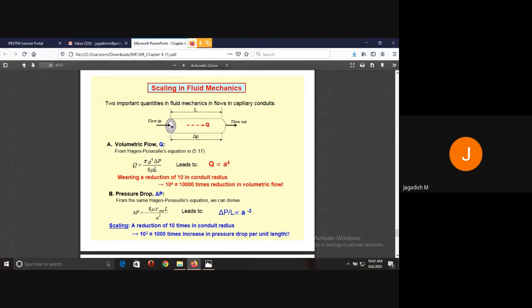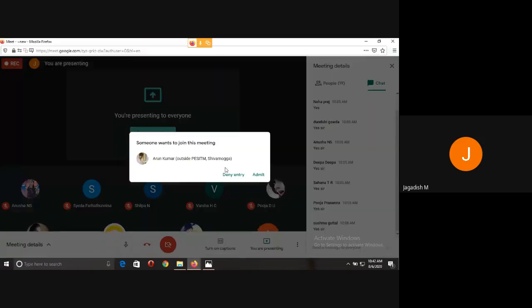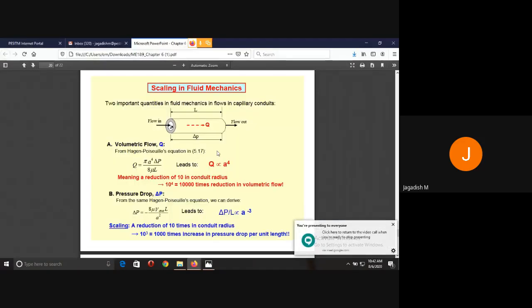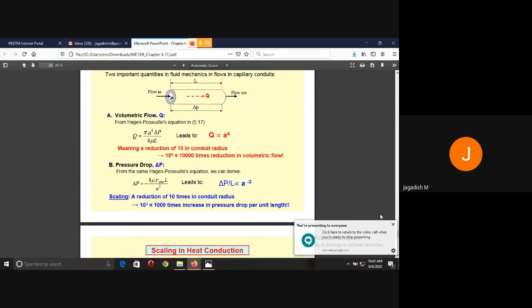If you observe that delta P and mu will not have much effect here, so it leads to Q proportional to a to the power 4, meaning what? If the size is reduced by 10 times, then the volumetric flow is reduced by 10,000 times. This is an important point which you are required to remember.